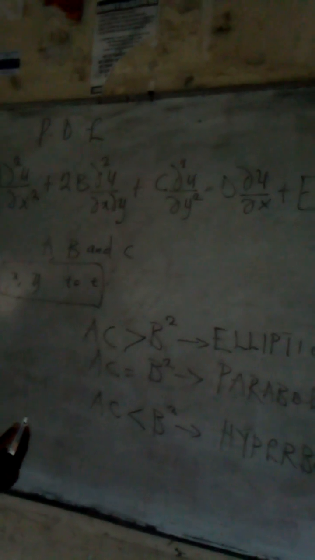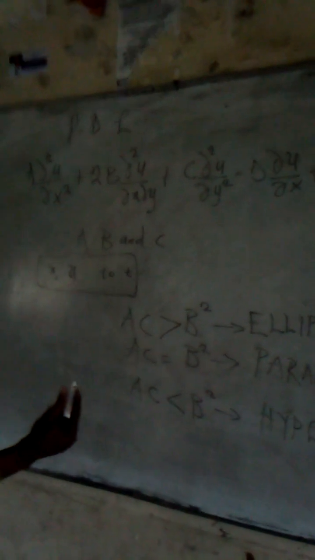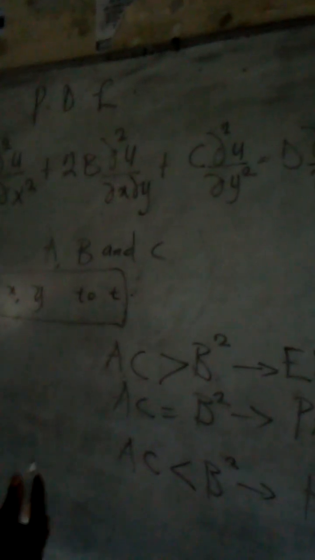However, and lastly, when A multiplies C is lesser than B squared, the function is said to be hyperbolic. However, there are a lot of calculations that can be resolved in order to test if an equation is hyperbolic, parabolic, or elliptic.